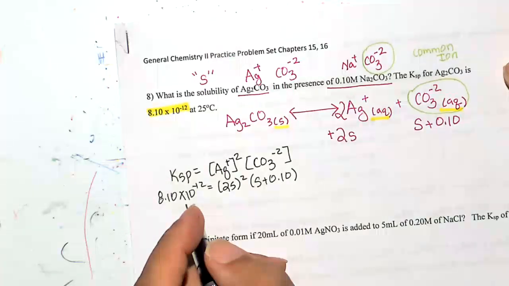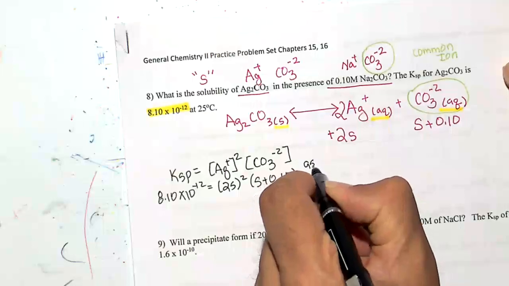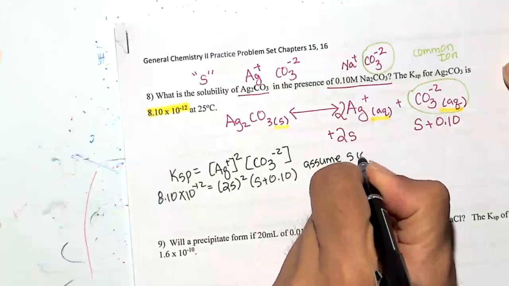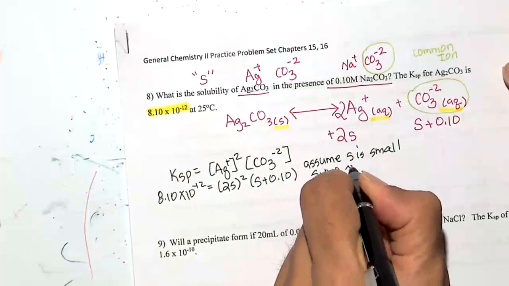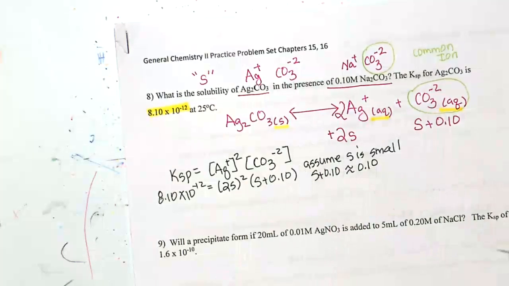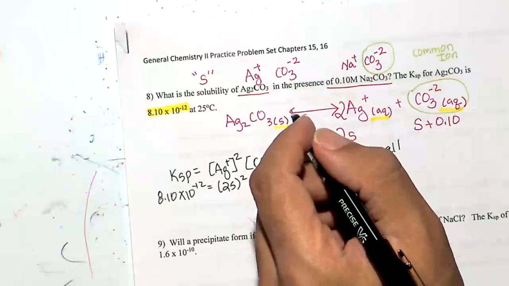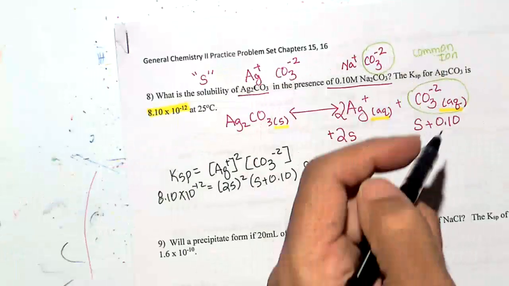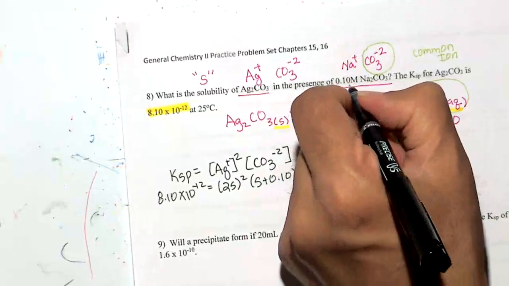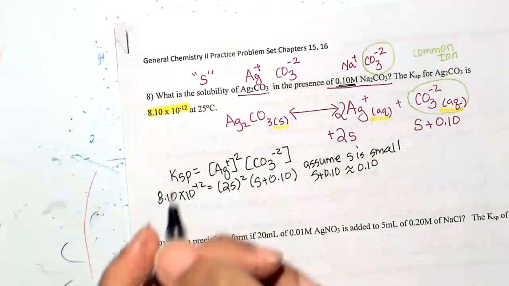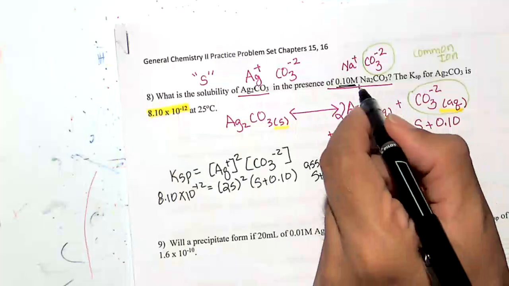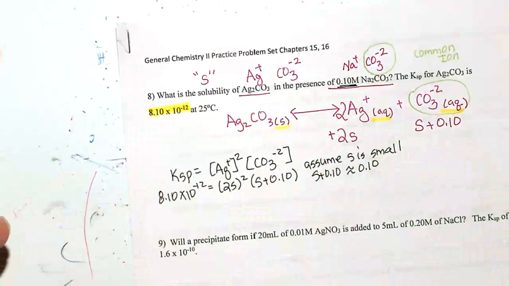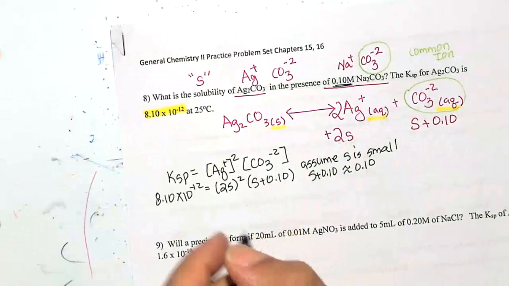All right, so what we can do here is we can assume s is small, so that s plus 0.10 is about 0.10. What we're saying is that there's two sources of carbonate. One is this reaction going back, which is S, and the other one is from the common ion, which is 0.10 molar. But most of the carbonate is coming from 0.10 molar. Very little of it is coming from the back reaction.